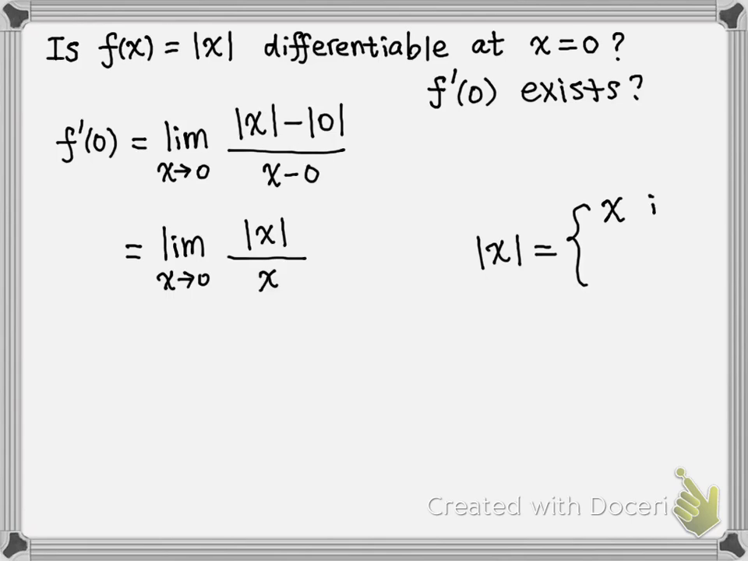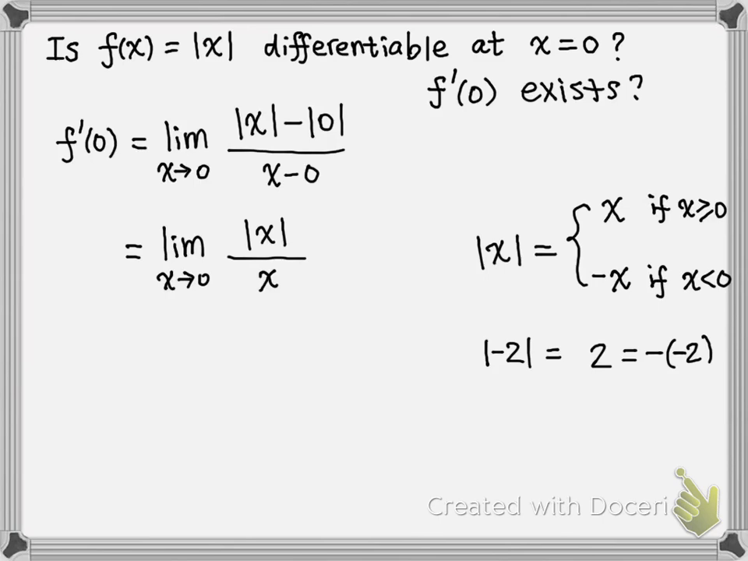if the number is greater than or equal to 0, but it's going to be the negative of that number if the number is less than 0. So think about absolute value of negative 2, right? It is 2, but what is 2? 2 is negative of negative 2. So this is how you can think about it. So we also need to have cases here.